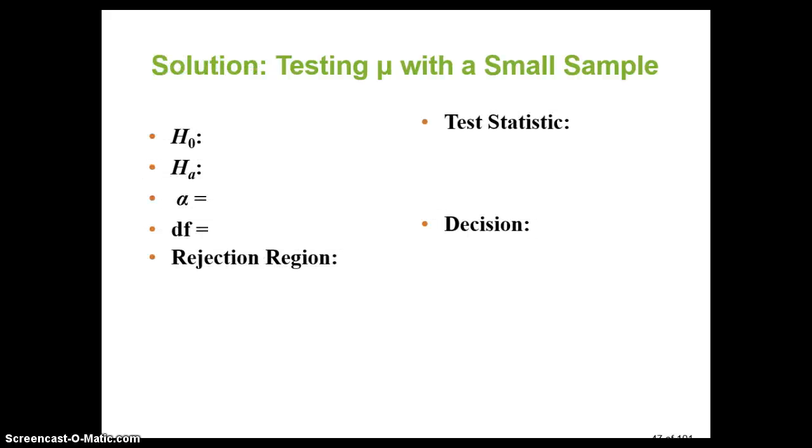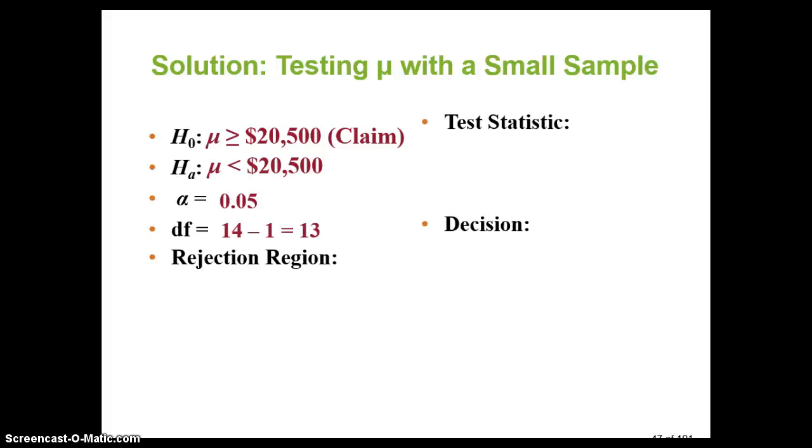So that means that's our H0. That's our claim. And it makes sense that it would be our H0 statement because it has the equal sign. HA is going to be the exact opposite of greater than or equals, and that's just the less than sign. So they told us in the problem that the alpha level is 0.05, and they told us our sample size is 14, so therefore our degrees of freedom is n minus 1, which is 13 degrees of freedom.